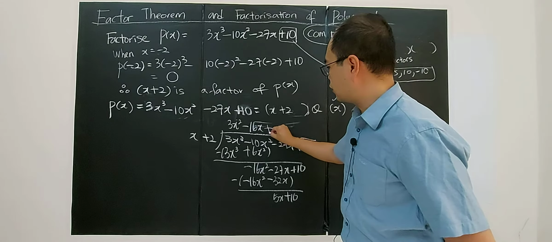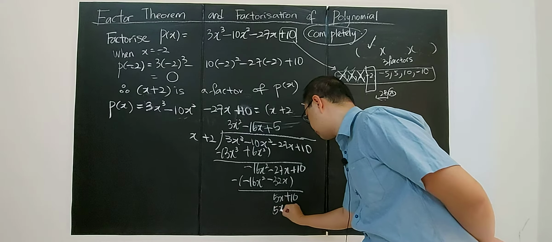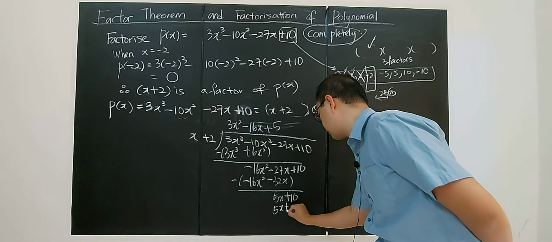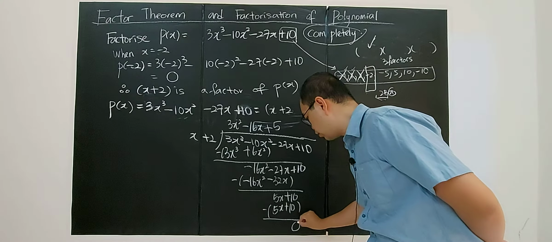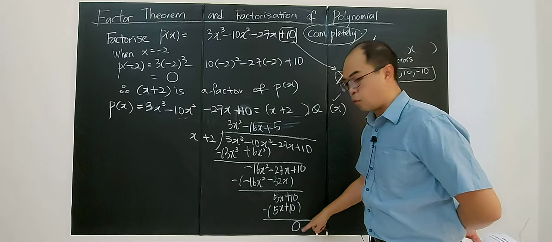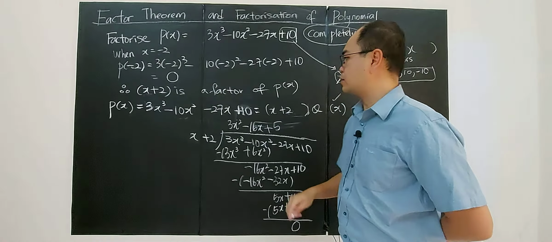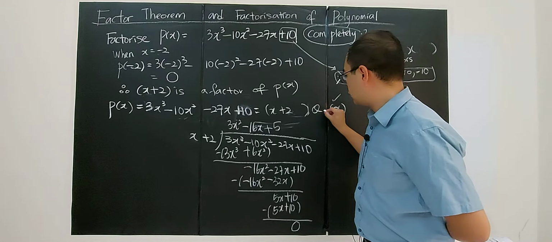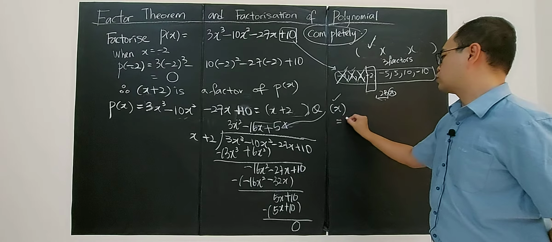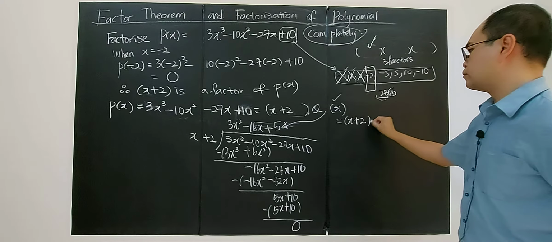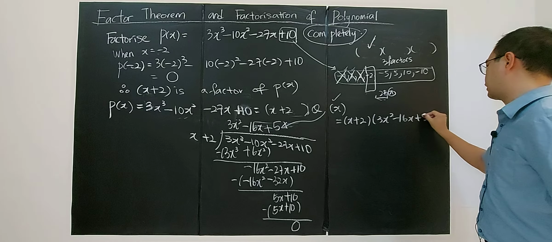Of course for this one you need a 5 here. 5 and x to have 5x here. 5 and 2, you have 10. You see, you are getting 0, right? Your remainder is 0. Why? Because x plus 2 is a factor, right? The remainder is 0, that's why. So it means that this will be your q(x), which is equal to 3x squared minus 16x plus 5.